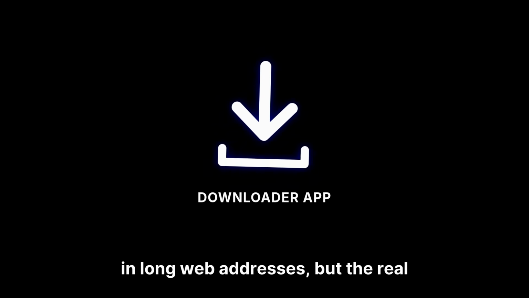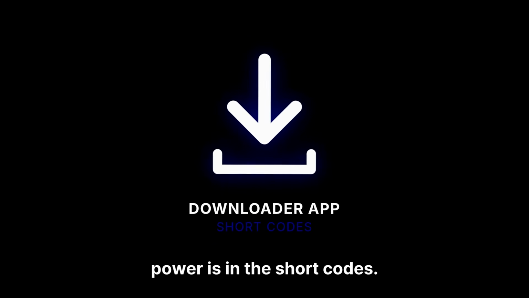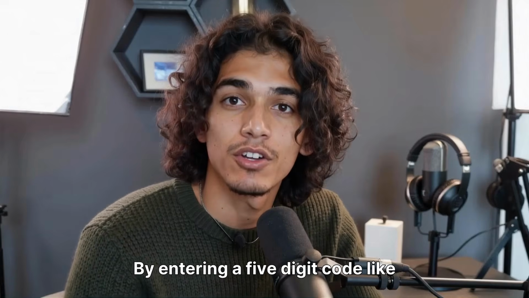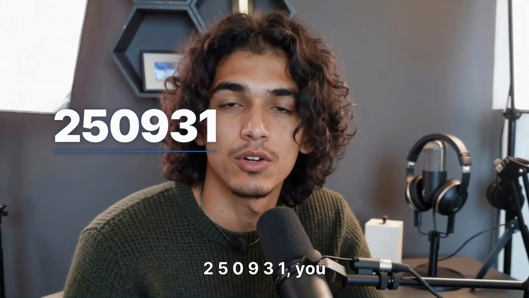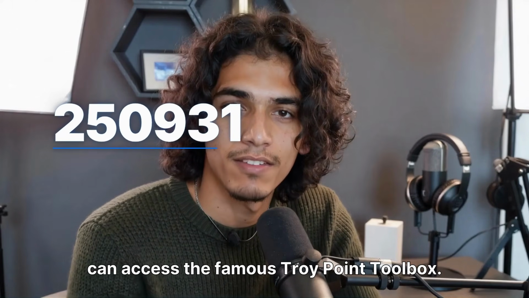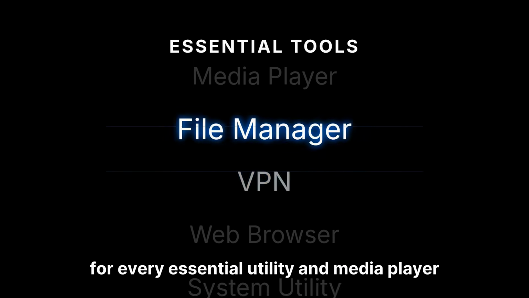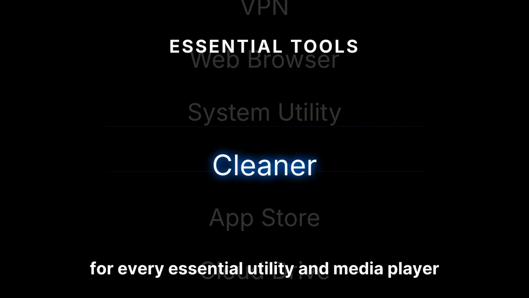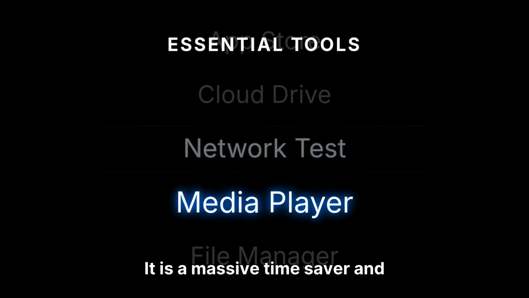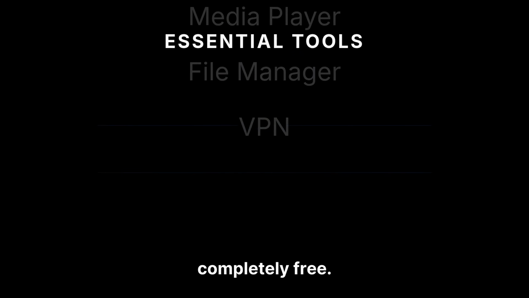Next up is the Downloader app, but with a twist. Many people only use it to type in long web addresses, but the real power is in the shortcodes. By entering a 5-digit code like 250931, you can access the famous TROYPOINT Toolbox. This gives you a one-click shop for every essential utility and media player you could ever need. It is a massive time saver and completely free.